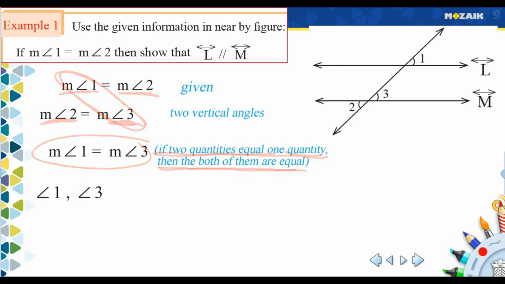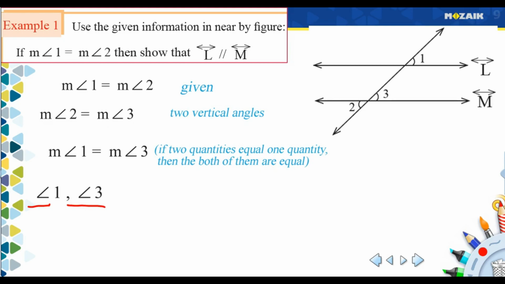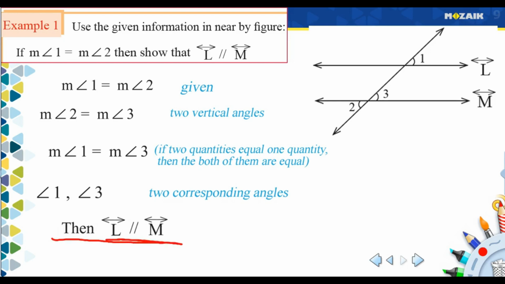That means measure angle 1 and measure angle 3 are two corresponding angles. Look at measure angle 1 and measure angle 3, two corresponding angles with the same measure. That means line L is parallel to line M.